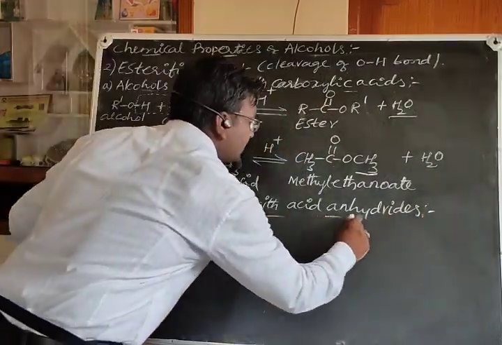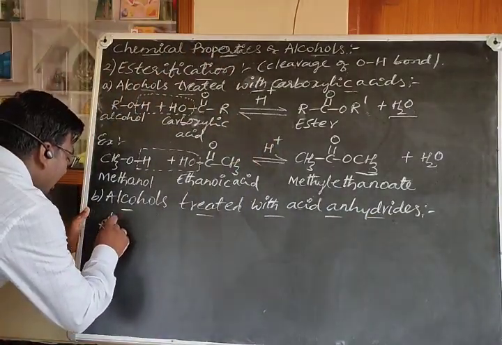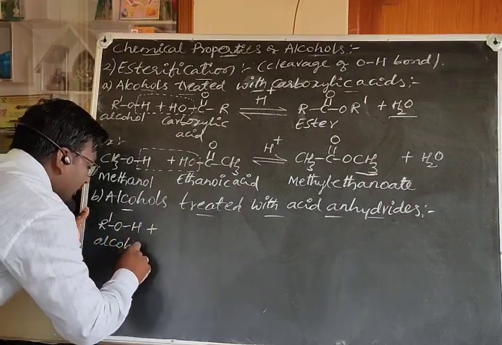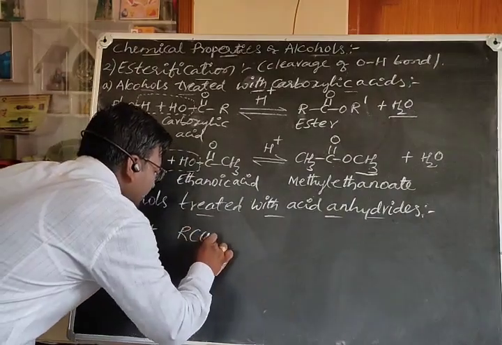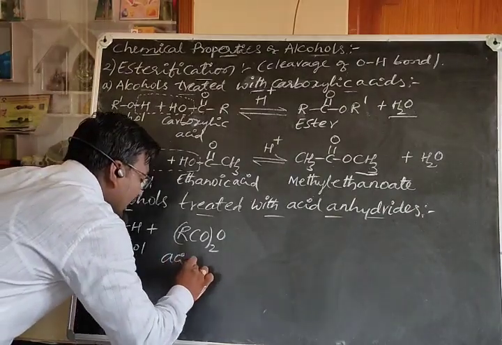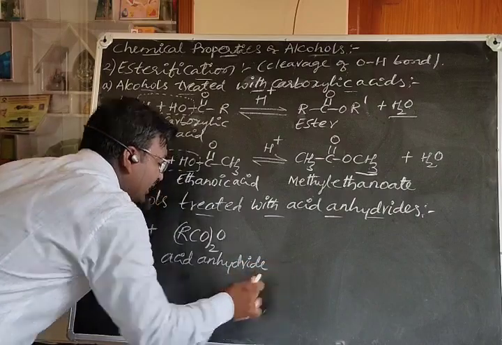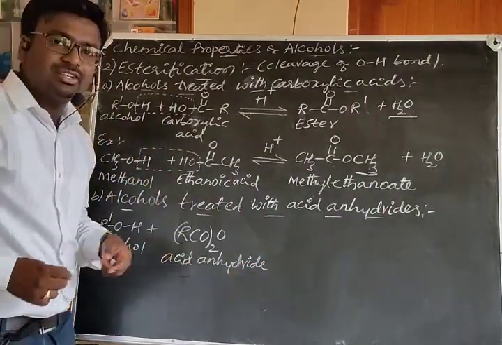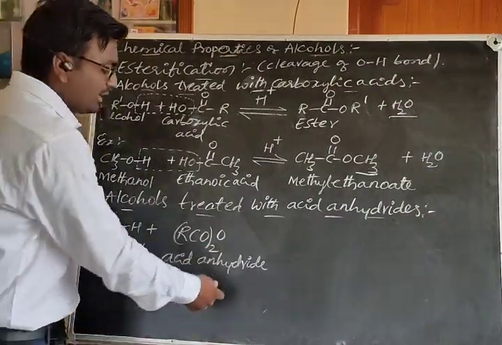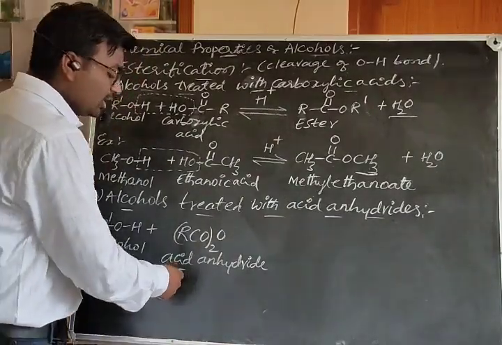Yes, alcohols treated with acid anhydride. Let's take the general reaction equation: R-OH, an alcohol, and the acid anhydride, that is (RCO)2O. This is called an acid anhydride. Actually, these are prepared from the dehydration of carboxylic acids. That is why they are called acid anhydrides. Anhydride means loss of water. Acid here refers to the fact that these are manufactured from carboxylic acids.